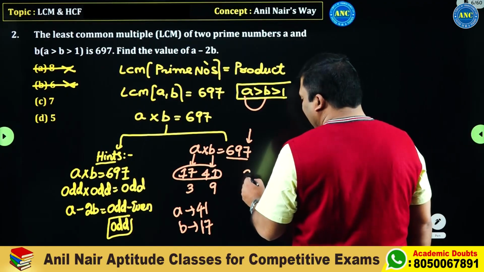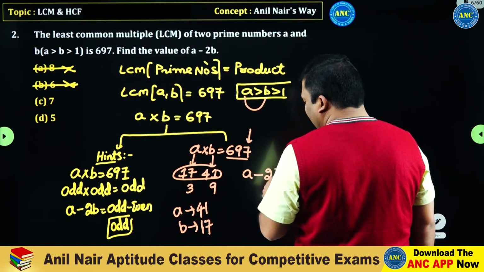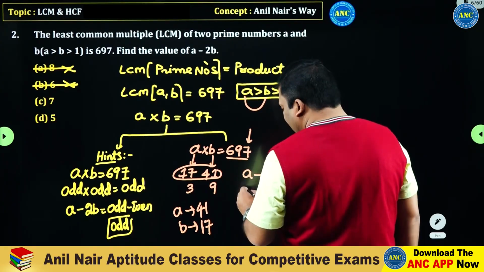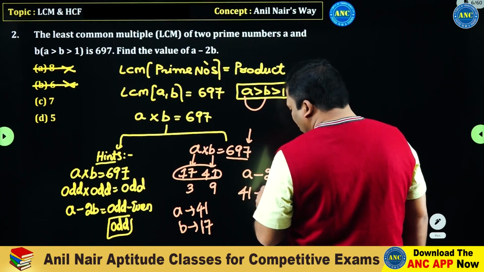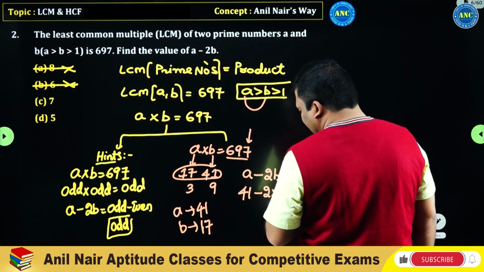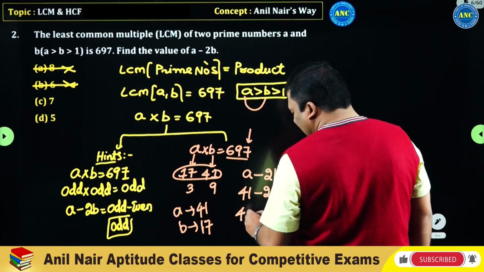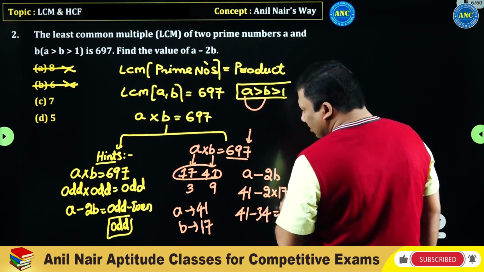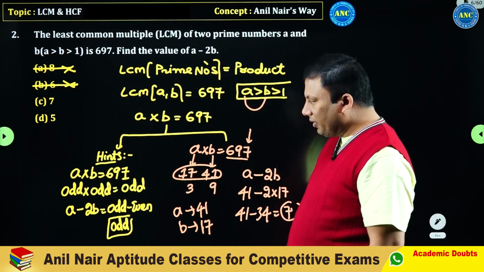What do we require? A minus 2B. A is greater than B, so A has to be 41. 41 minus 2 into 17 is 41 minus 34. The answer for this question is 7. I hope it is clear.